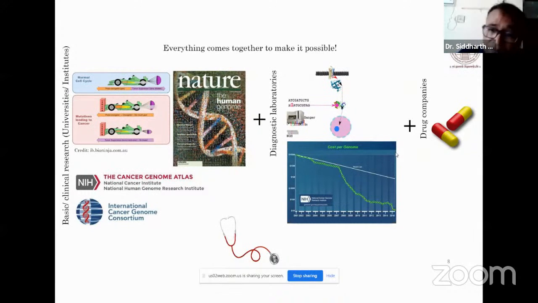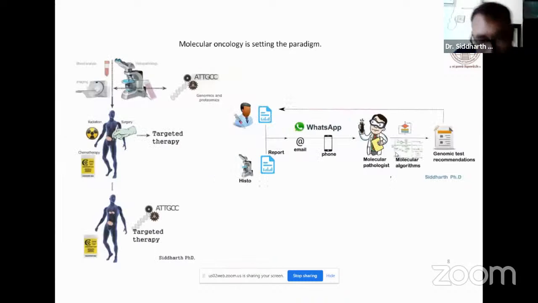And the drug company said, okay, we build the therapies which will attack those cells with those kinds of mutations, those cancerous cells, and you can treat the patient. So that's how everything came together to make it possible that precision oncology could be practiced in clinic, right? So how did it change the flow of clinical practice?